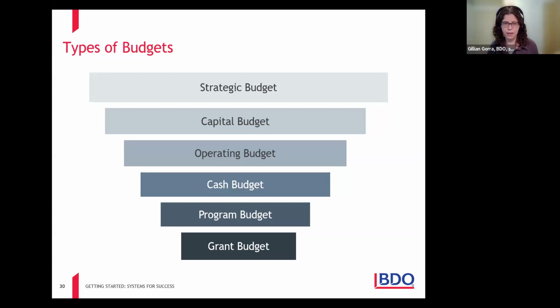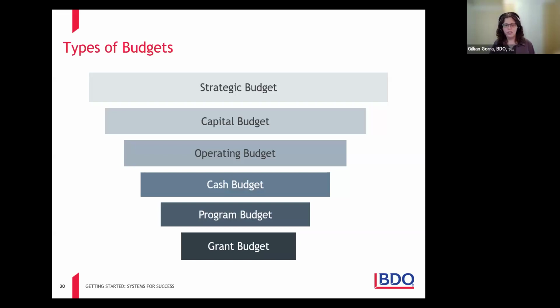An operating budget, this is the one that we all are probably most familiar with. This is our annual budget for our fiscal year. And this is, as I mentioned, the numbers that are helping us operationalize our work, right?